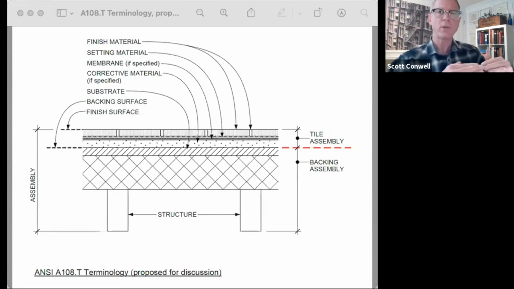And we just thought, no, let's define the substrate as the uppermost layer of the backing assembly, which is where our work begins. Our work being the tile assembly. So that little section that says tile assembly, that is generally the work of the tile contractor. And so quite simply, this is what we're trying to do: introduce a set of terms that we can agree on and stick to and apply across all the standards.